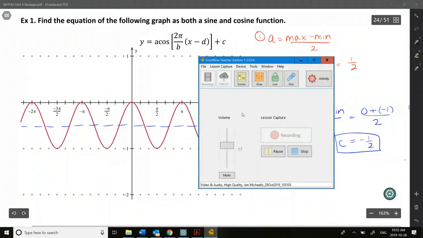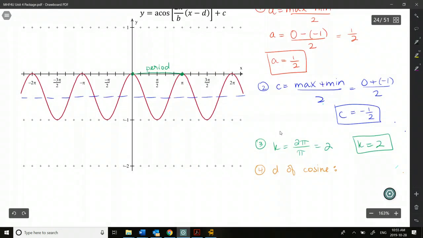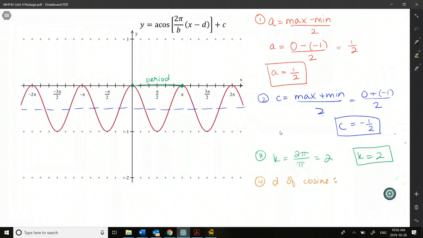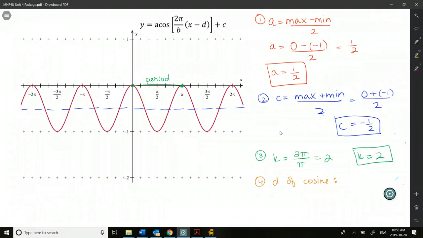For k, is it just 2 pi over pi? What's the d value of cosine here? So we got the k value of 2. Does everybody know where that came from? We're all good? The period is from 0 to pi here. So that's how we get 2 pi over pi.